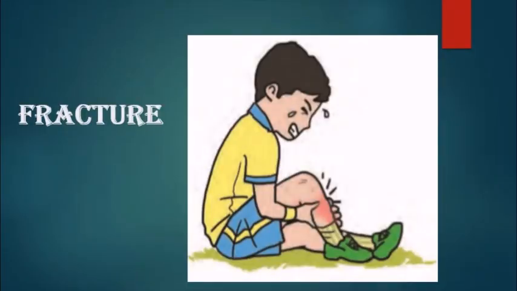Our skeletal system is made up of bones. All the bones are connected to each other and our skeletal system is formed. Now it might happen that due to an accident, the bones might break. So the broken bone or a crack in a bone is called a fracture.